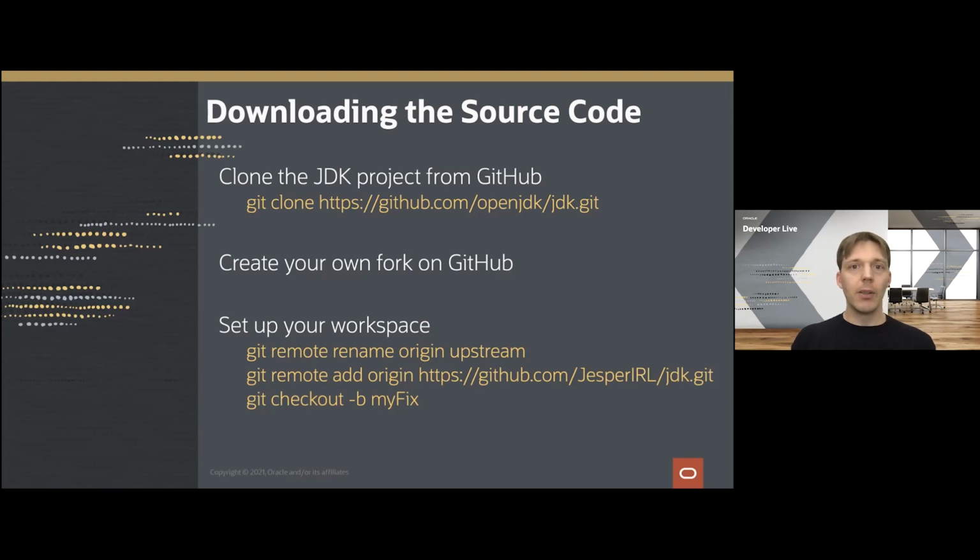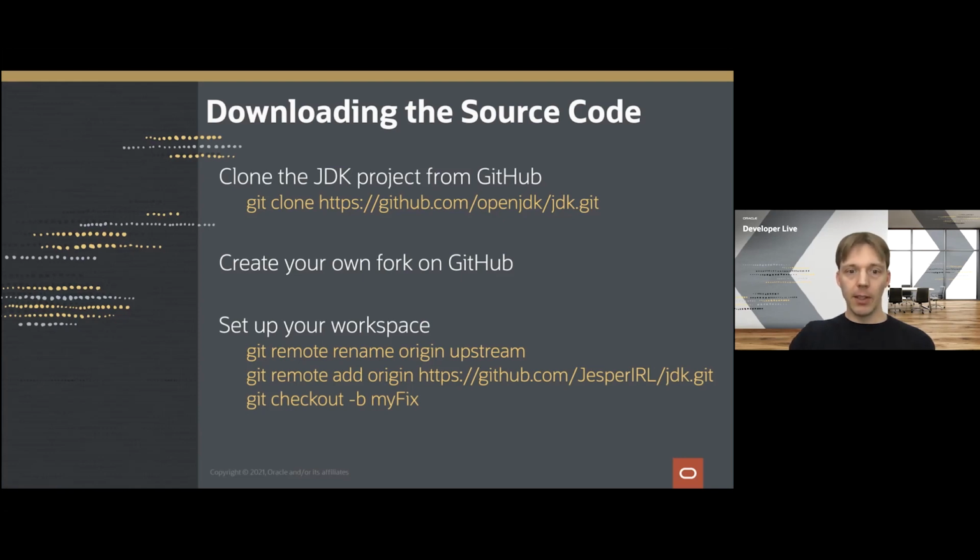Okay, so in order to actually do some changes, you will need to download the source code, of course. You do this by cloning the JDK project from GitHub. Once you have done that, you also want to create your own fork of the JDK, at least if you want to push code and intend to actually make changes in the code. If you just want to build it and do your own local stuff without pushing anything, then cloning the JDK as is just fine. But if you want to make your own changes, it's easier if you create your own fork on GitHub.